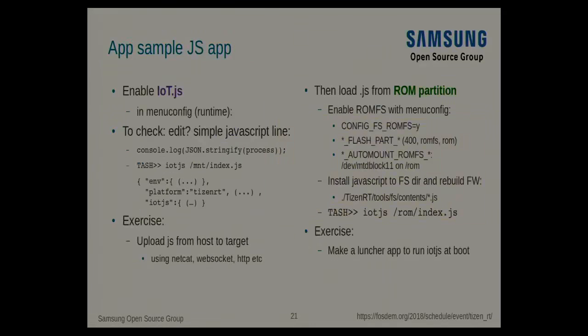If you want to create a JavaScript application, the first thing you need to do is to enable IoT.js in the configuration of Tizen RT, and then you have an IoT.js interpreter where you can load the JavaScript and execute it. And if you want to make a standalone application, you just need to create a task that will run on boot. This is what I will show just now.